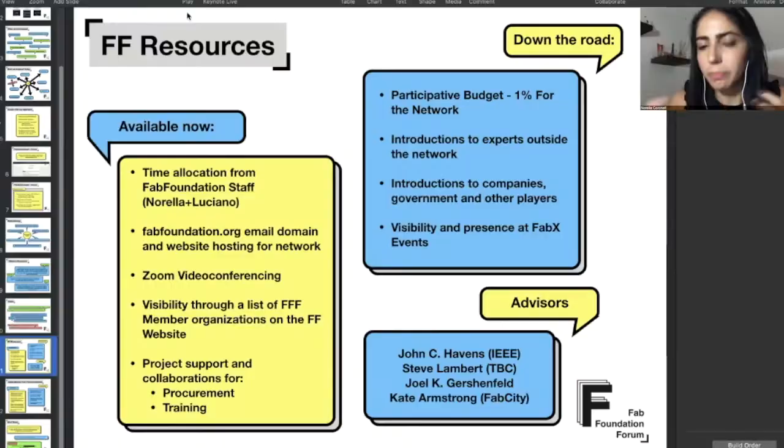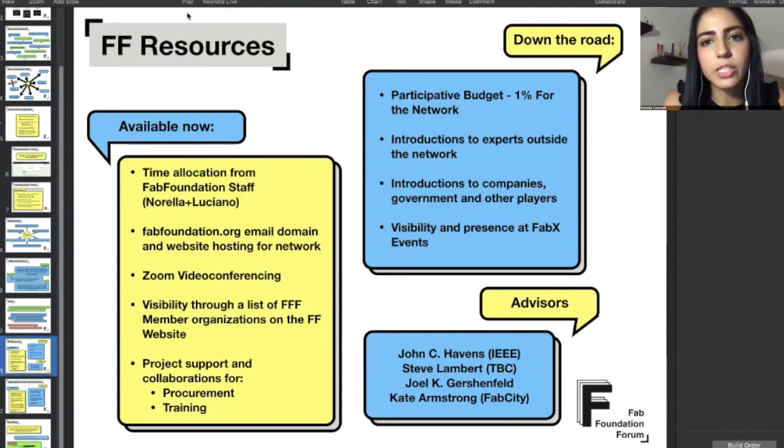That is 1% that is going to be designated to the network, or to the Fab Foundation Forum initiative, as to how we can help the network based on different things. It's not going to be a huge budget, but it's something we can work on, and we can all decide what's the best way to invest these resources that we are currently collecting.